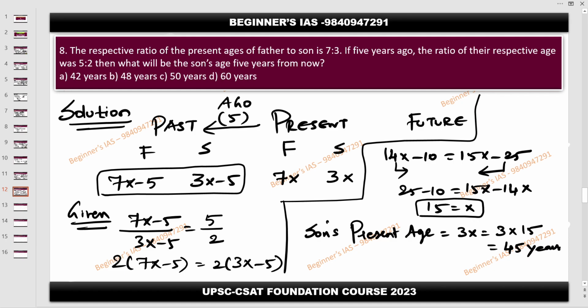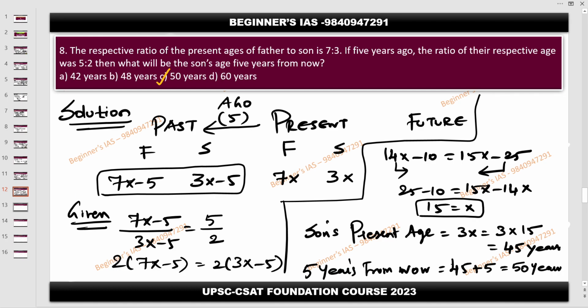This is the son's present age. But the question asks: what will be the son's age 5 years from now? From now means the present. The present is 45, and 5 years from now means 45 plus 5, which is equal to 50 years. So the answer is 50 years. Option C is the answer for this question. Now everybody is clear.